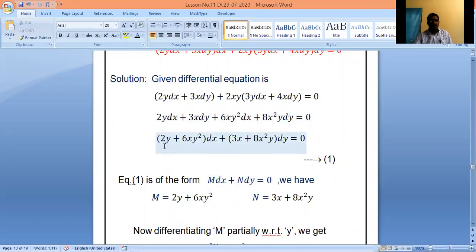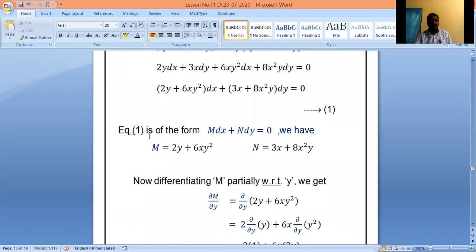Therefore, (2y + 6xy²) dx + (3x + 8x²y) dy = 0. Let this be equation 1. Equation 1 is of the form M dx + N dy = 0. We have M = 2y + 6xy² and N = 3x + 8x²y.